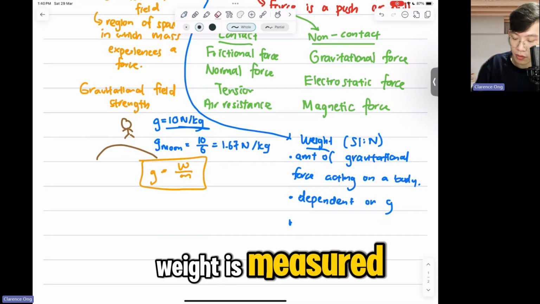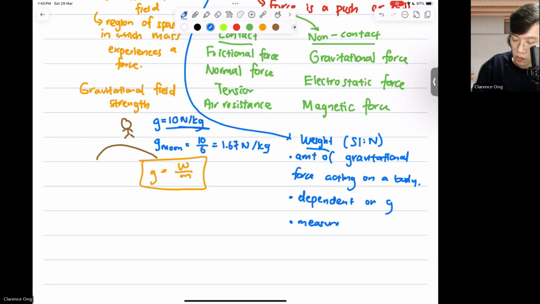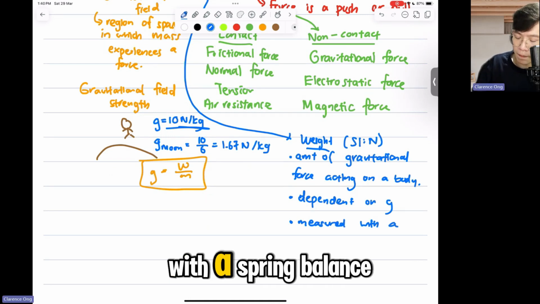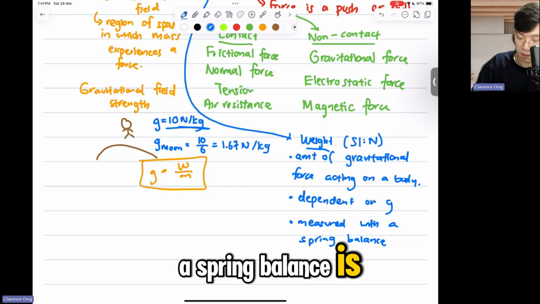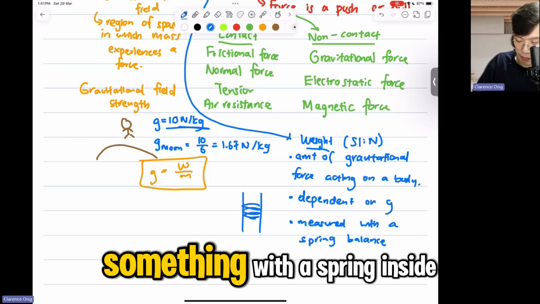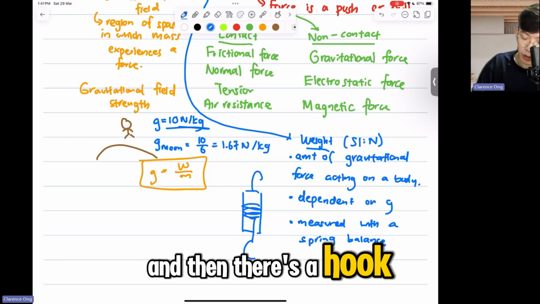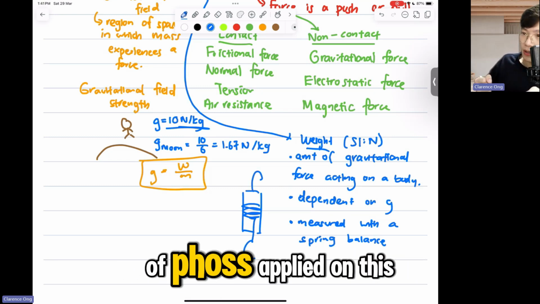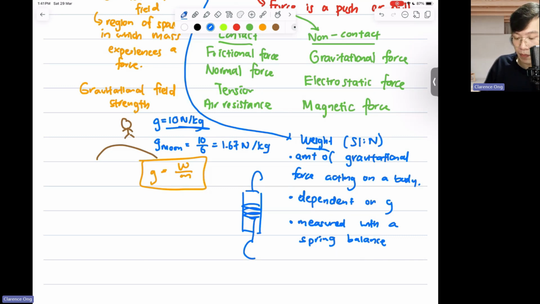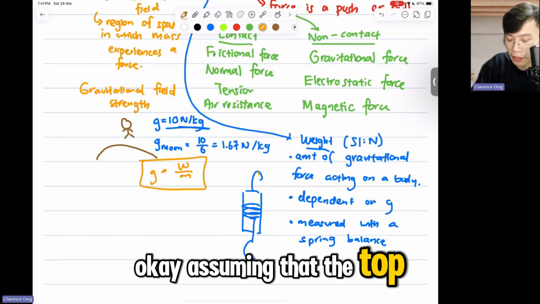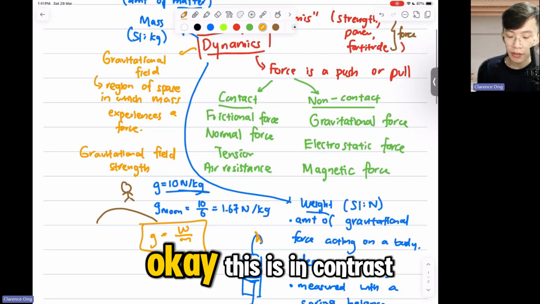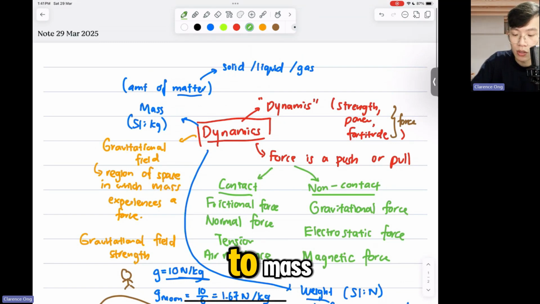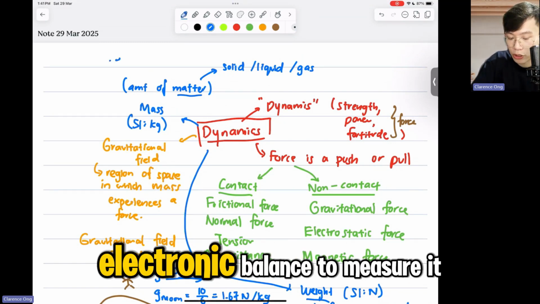Weight is measured with a spring balance. A spring balance is, as the name implies, something with a spring inside, and then there's a hook here, and it measures the amount of force applied on this end. Assuming that the top end is fixed, it measures the amount of force that's exerted on the bottom end. This is in contrast to mass, where we will be using an electronic balance to measure it.